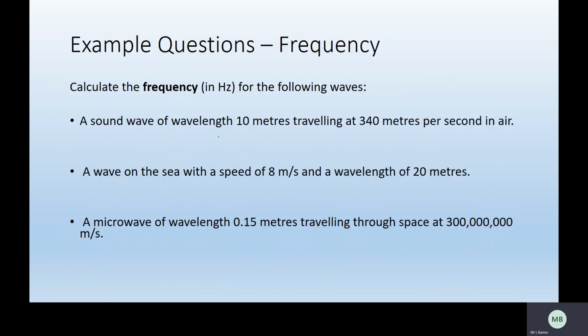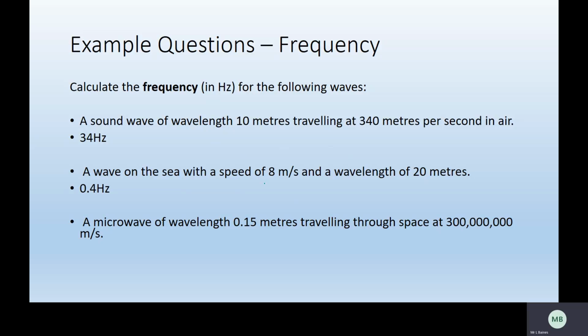Finally, we're going to do some calculations for frequency. So again, pause this video, attempt these 3 questions. Okay, so we've got a sound wave. Again, our formula for frequency now is wave speed divided by wavelength. So 340/10 gives me my 34 hertz. Wave speed, 8 meters a second divided by my wavelength of 20 gives me 0.4 hertz.